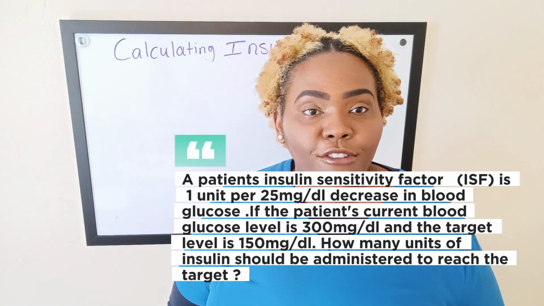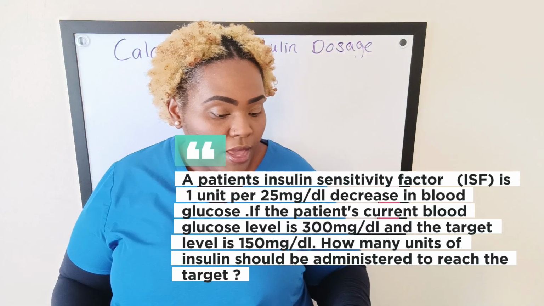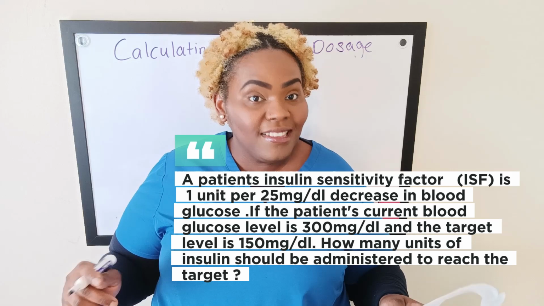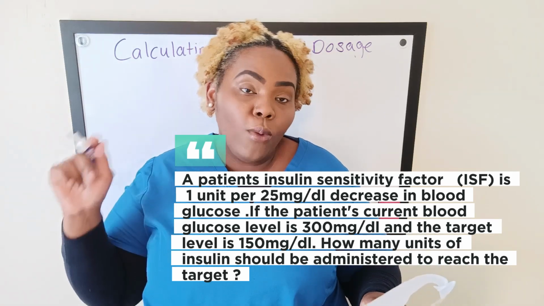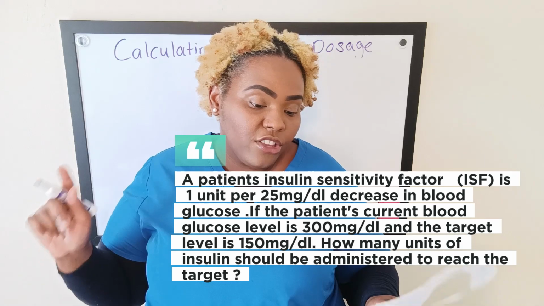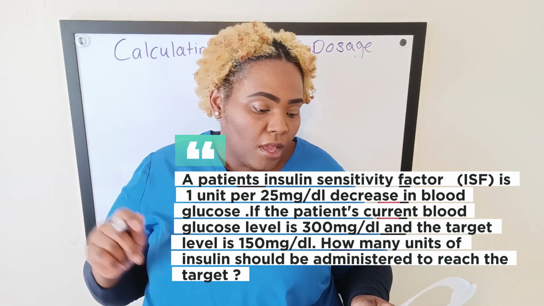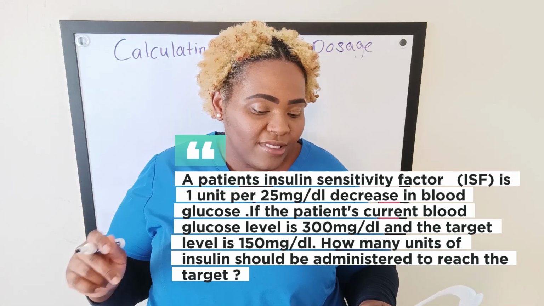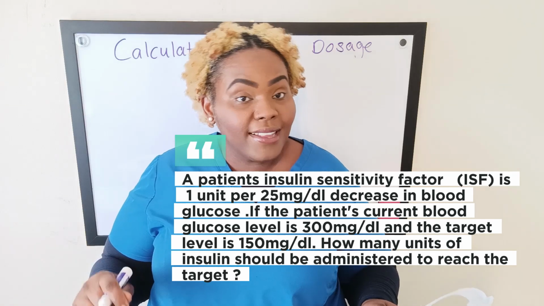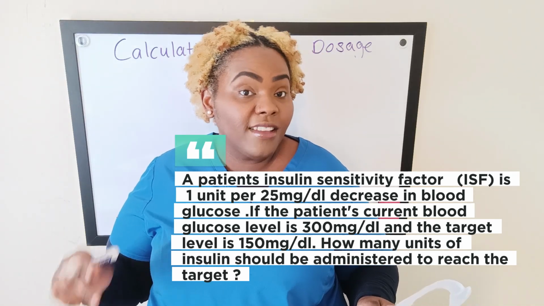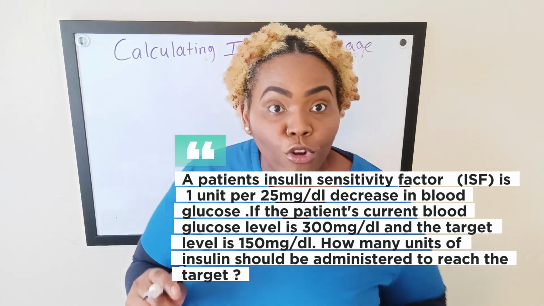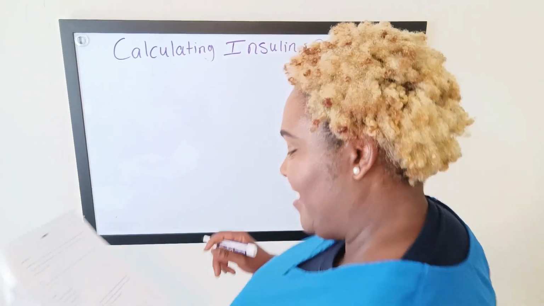For our last scenario, let's read. A patient's insulin sensitivity factor is 1 unit for every 25 mg/dL decrease in blood sugar. If the patient's blood glucose level is 300 and the target level is 150, how many units of insulin should be administered to reach the target? All right, let's get into that.